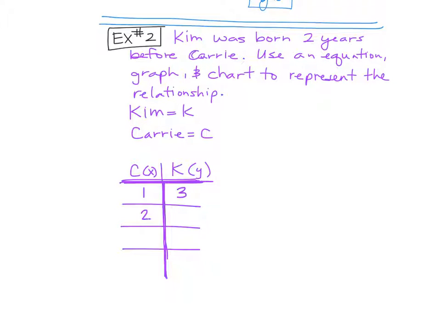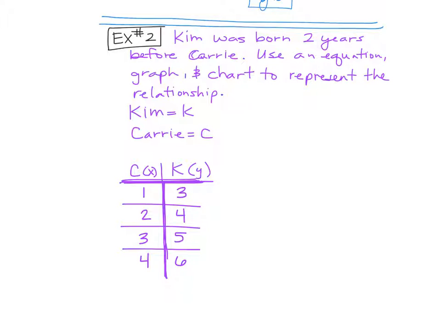What if Carrie's 2? How old is Kim? She was born 2 years later, right? Kim was born 2 years before Carrie. So they're 2 years apart all the time. So that means if Carrie's 2, Kim is 4. So if Carrie's 3, how old is Kim? 5. She's 5. If Carrie's 4, how old is Kim? She's 6, okay? That information should help you come up with an equation if you haven't already.